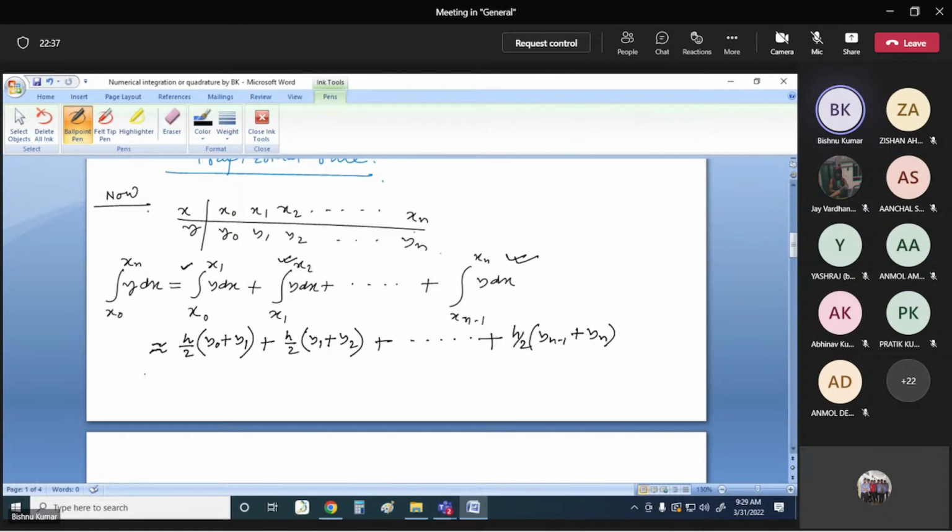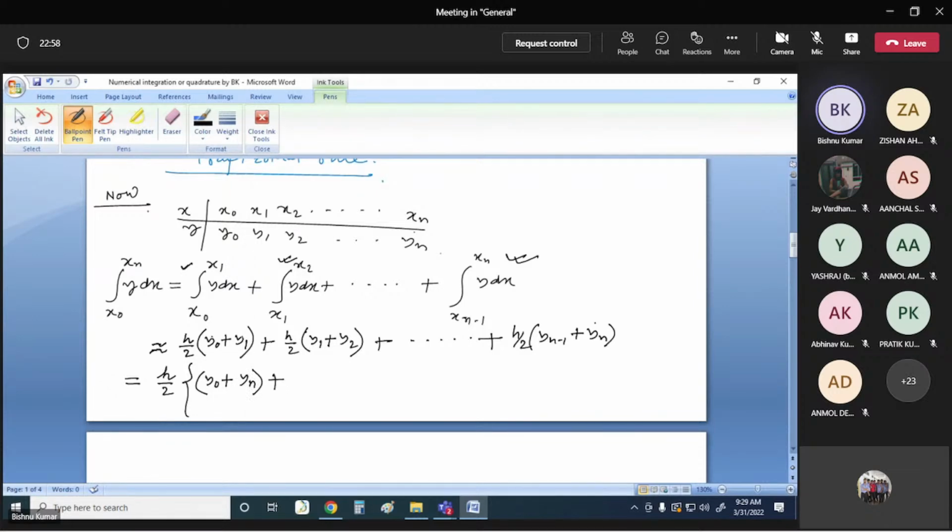For remembering purposes, I am writing this integration again. H by 2 taken outside as common. Inside, you can see y0 appears only once, and yn appears only once. So I am writing y0 and yn only once.